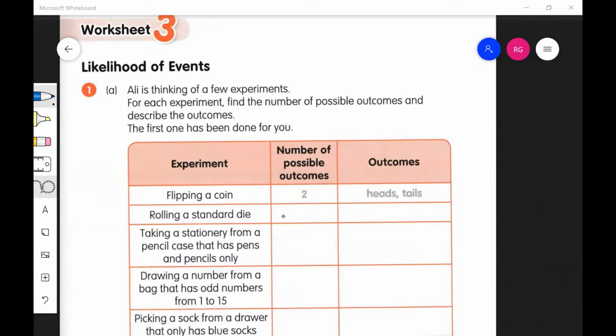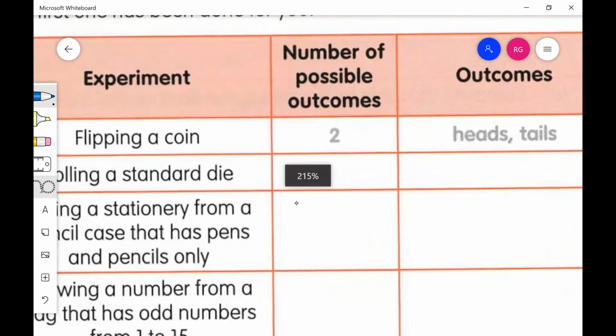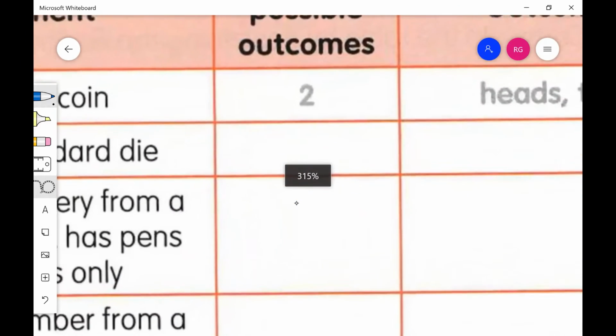So number of possible outcomes for flipping a coin. If you flip a coin, you say heads or tails. Okay. How many possible outcomes? 2, right? Heads or tails. How about rolling a normal die? Rolling a standard die. What would you guys say?